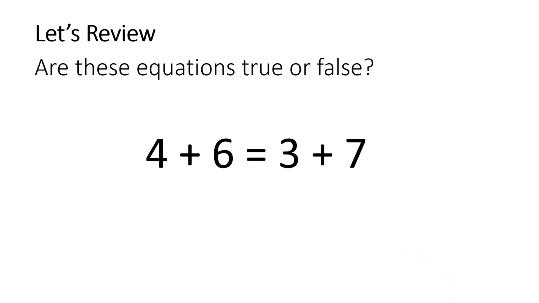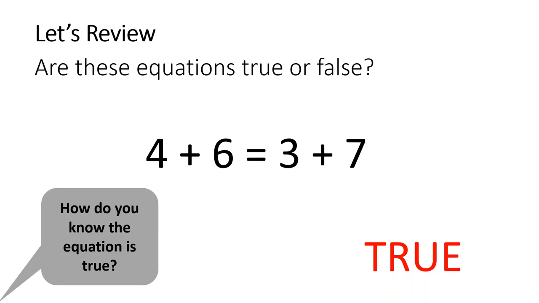Ooh, challenge. It is true. Question is, how did you know it was true? So you might have thought in your head, I solved both sides. So I did 6 plus 4 is 10, and 3 plus 7 is 10, so they were both 10. That's one way to do it. How did you do it?